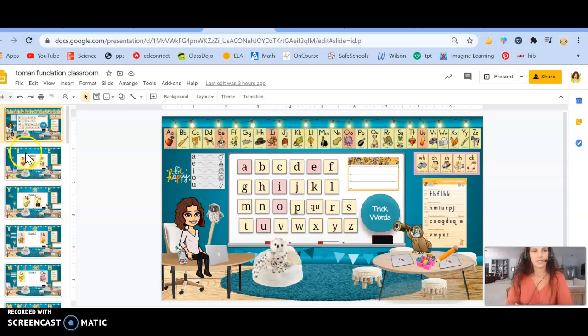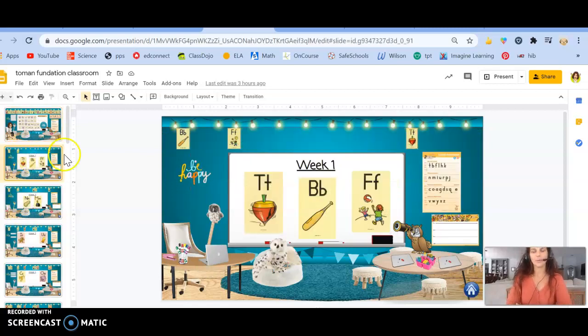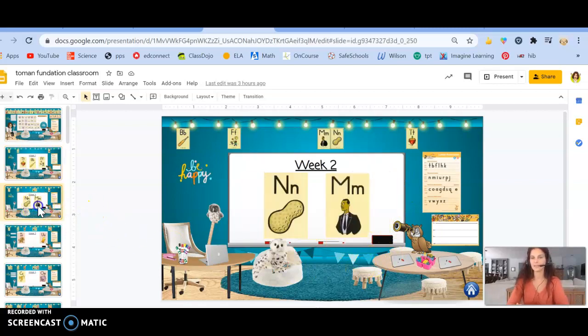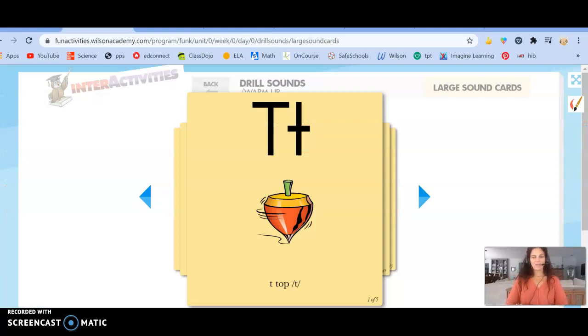And let's go over. Last week we learned the letter T, top, T. B, bat, B. F, fun, F. And this week we are learning the letters N, nut, N, and M, man, M. Let's get started. Okay, it's time for our drill sounds.